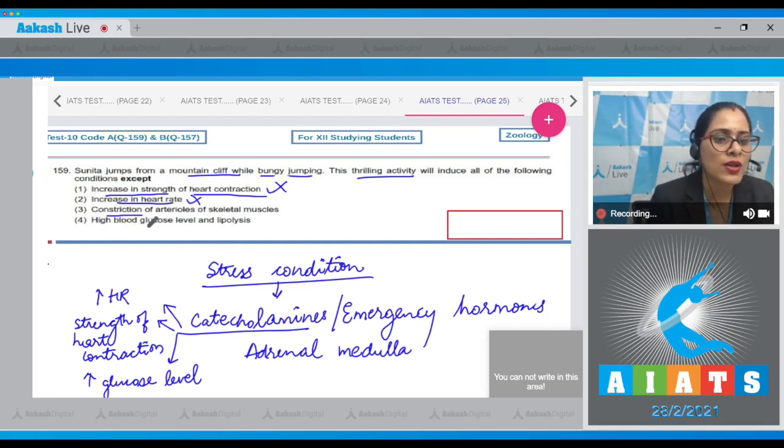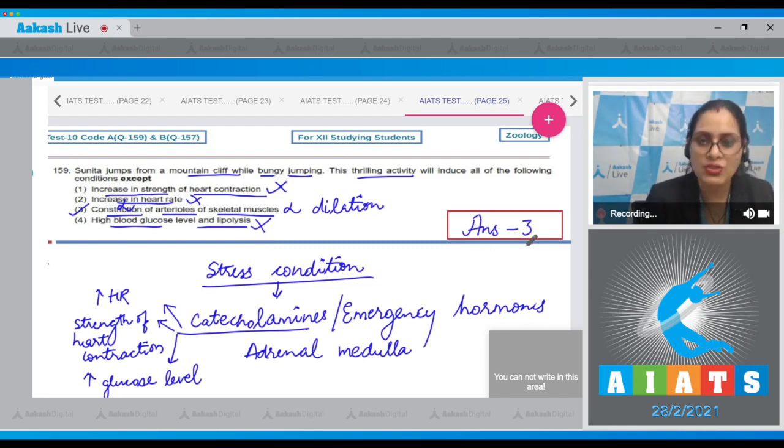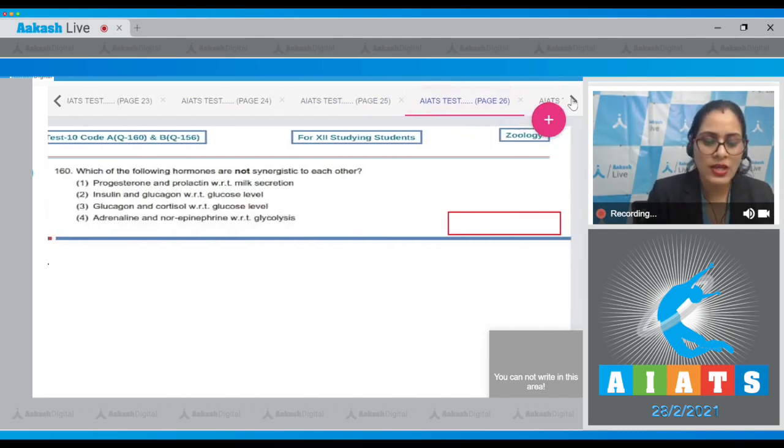Option number 3, constriction of arterioles of skeletal muscles, is incorrect and is the correct answer to our question, because adrenaline causes dilation and not constriction of arterioles of skeletal muscles. The last option, high blood glucose level and lipolysis, is caused by the release of catecholamines, so this cannot be a correct answer. And the correct answer to this question is option number 3. Let's move on to the next question, which is question number 160.